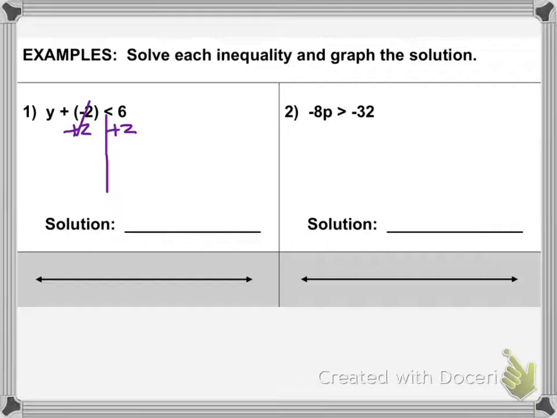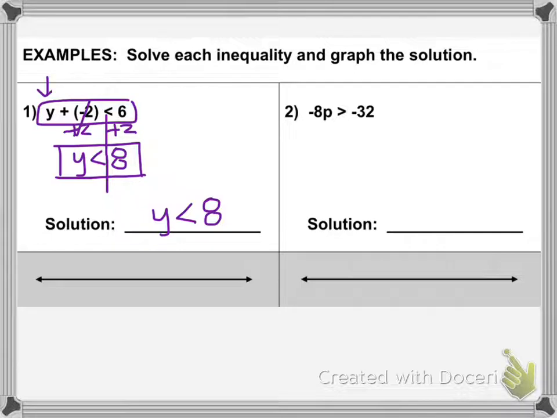When I add 2 to negative 2, that goes away. Now I have y. I want to bring down my exact symbol, which is less than, and then 6 plus 2 is 8. So my solution is all values of y that are less than 8. Y is less than 8. So any number that's smaller than 8, if I go back up to the original equation and I replace y with any number less than 8, it will make the left and right sides true. It'll make the left side be less than the right side.